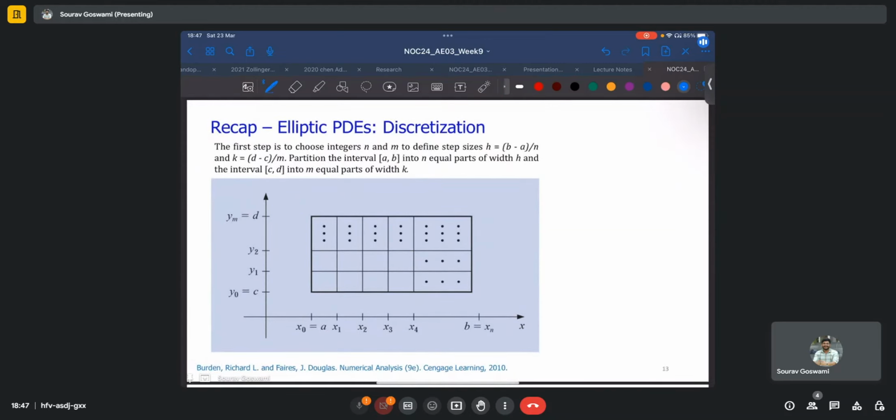And to implement this numerically, we discretize the solution domain available to us. In this step, the first thing to do would be to choose integers n and m to define the step sizes along the x and the y axes. They may also be chosen to be the same, but for the general case, let us assume that these step sizes are different, and we simply form a grid in our solution domain and solve for these mesh points rather than solving for the continuum.